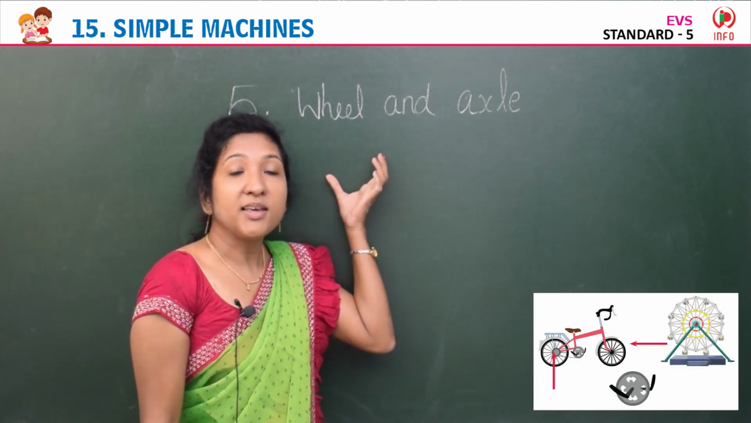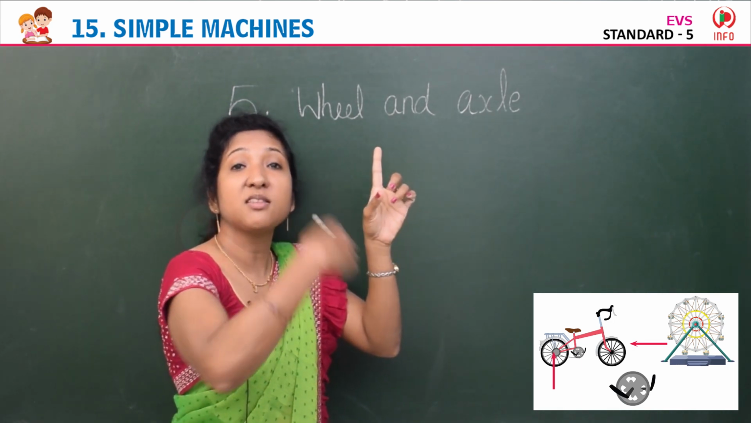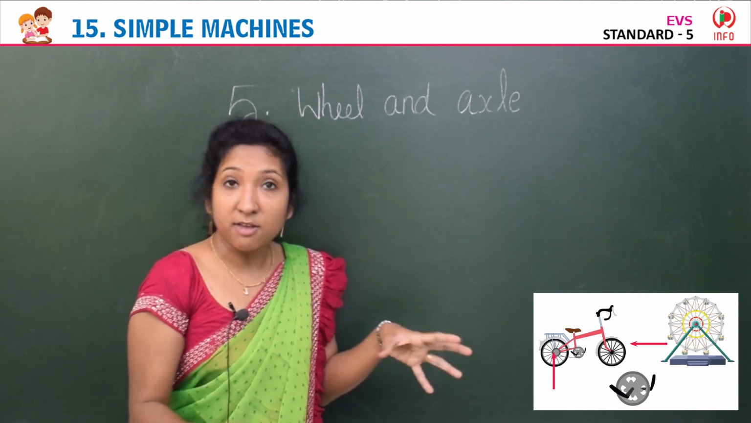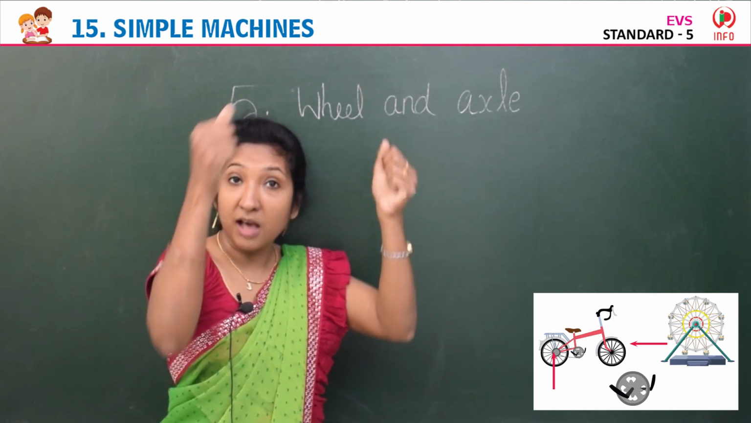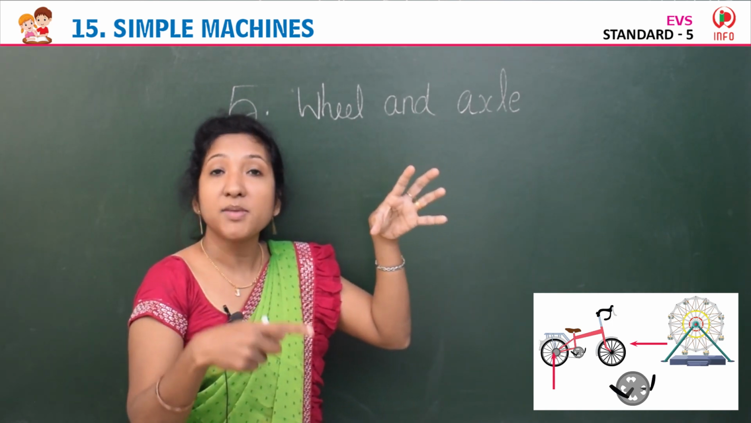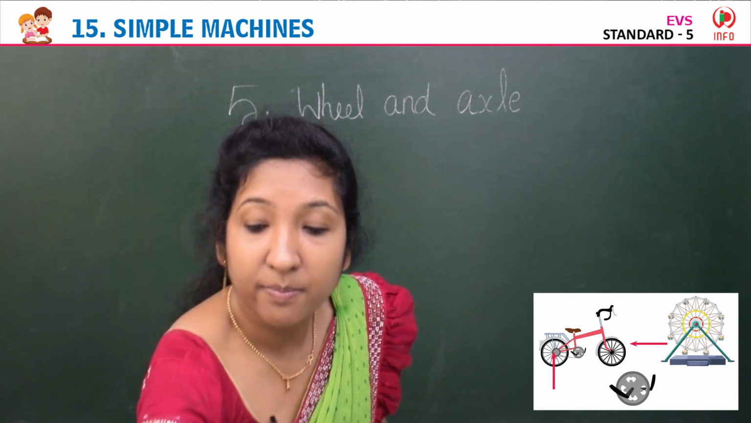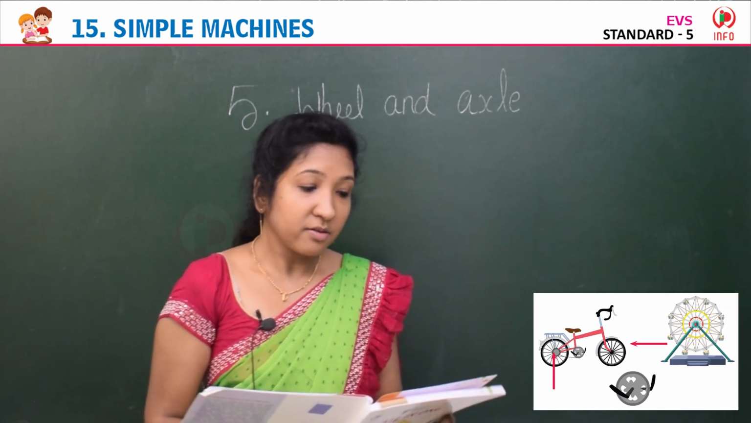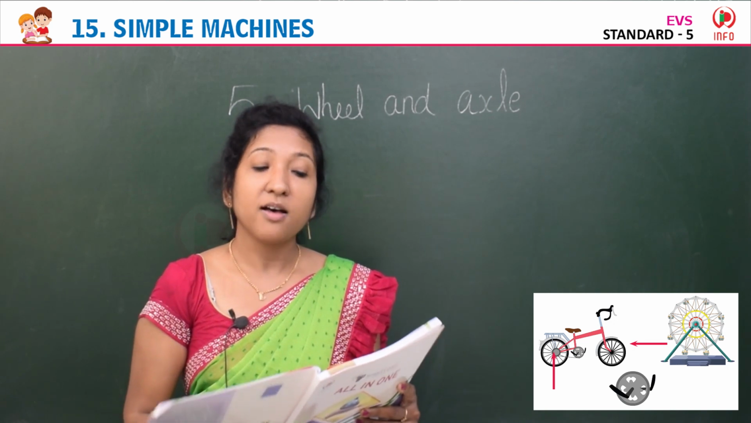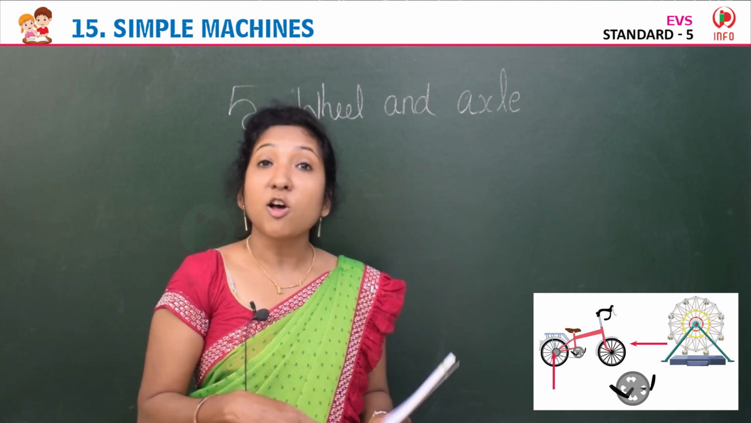Here wheels turn round a post, which helps to move things very quickly and faster. Examples: wheels of a bicycle, steering of a car, door knob, water wheel. These are all examples of this type of simple machine, wheel and axle. Let us read. Wheel and axle is another simple machine. It consists of a wheel with a rod attached to it. The rod is called an axle.